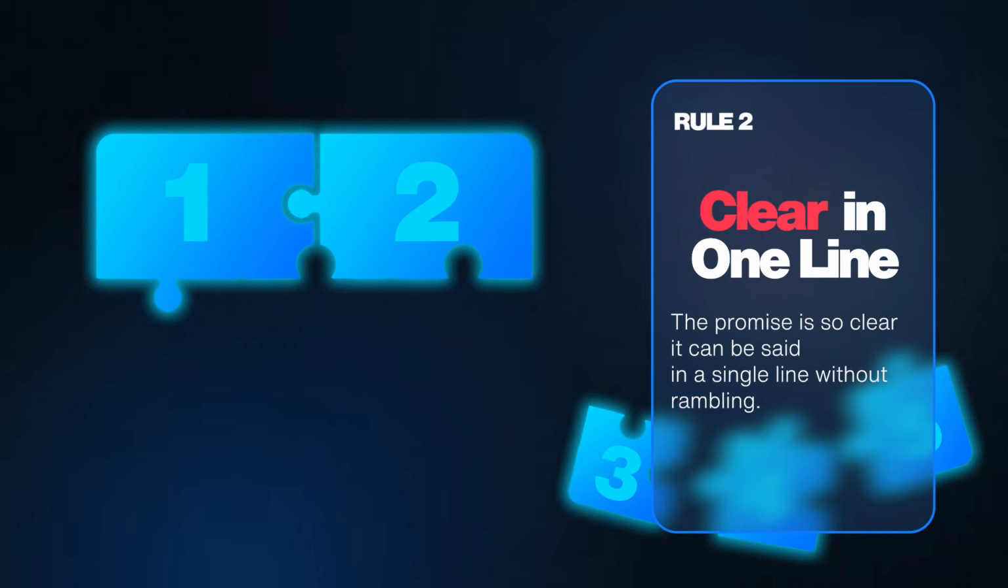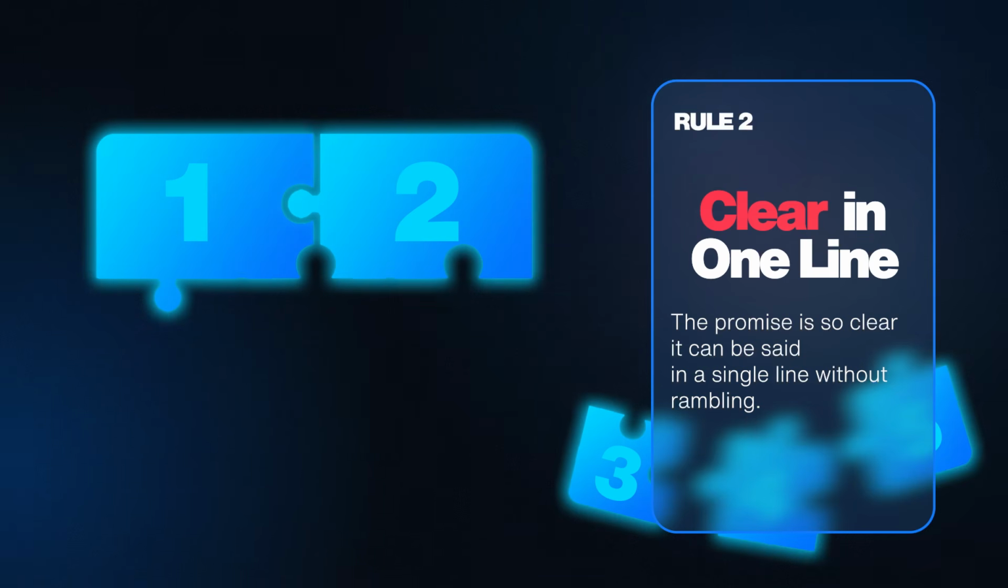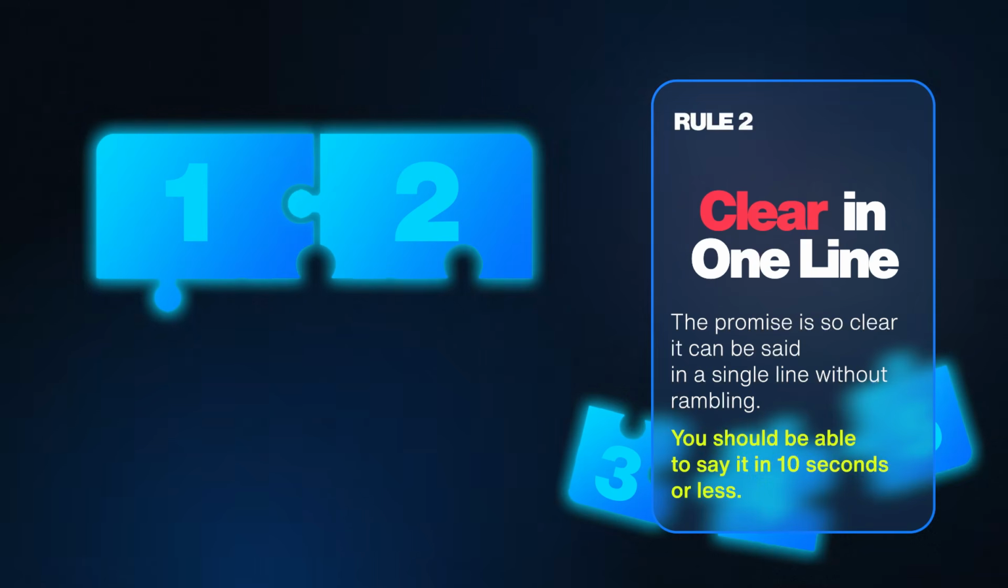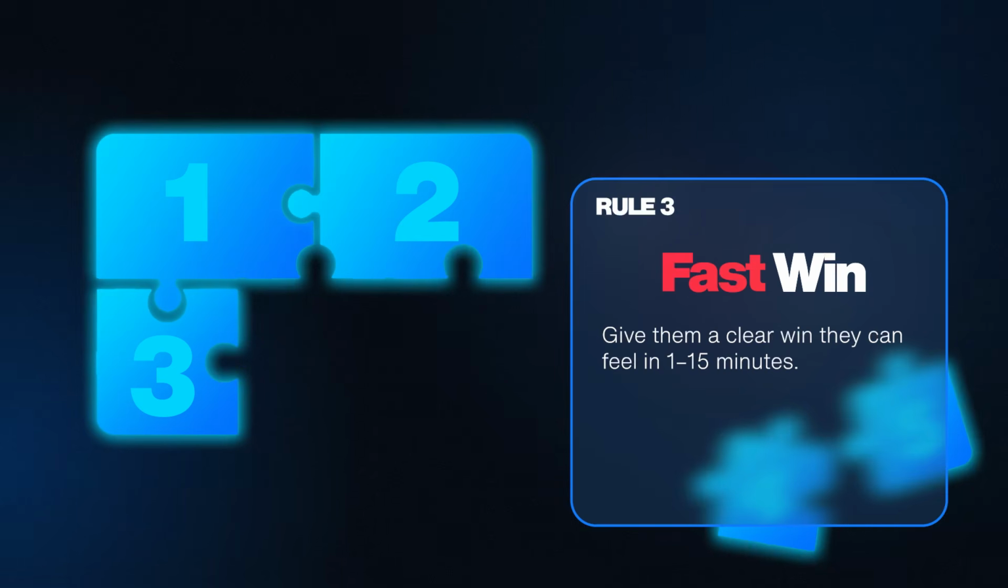If you can't explain your lead magnet in a single sentence, I promise you it's going to be very hard to convert and market. You should be able to say what it is and why someone would want it in 10 seconds or less. Try it out. Rule number 3, fast win. They need to feel value in 1 to 15 minutes, not 30 days.